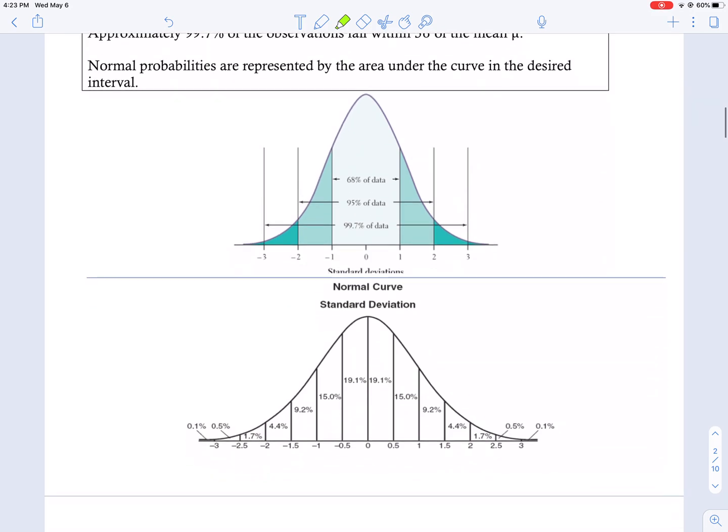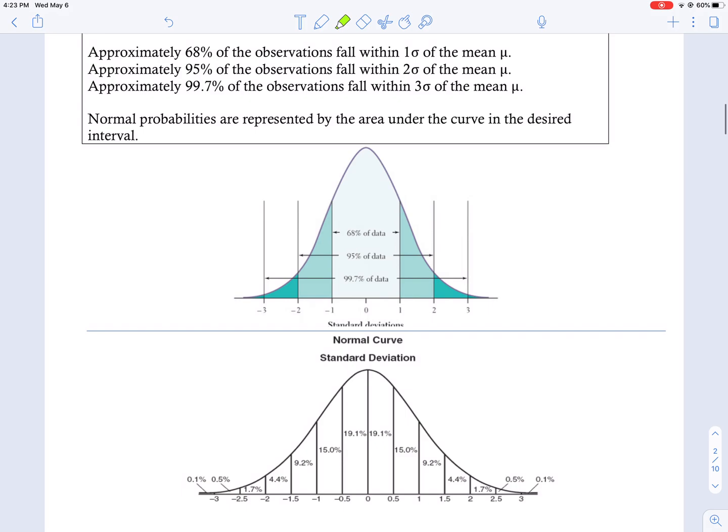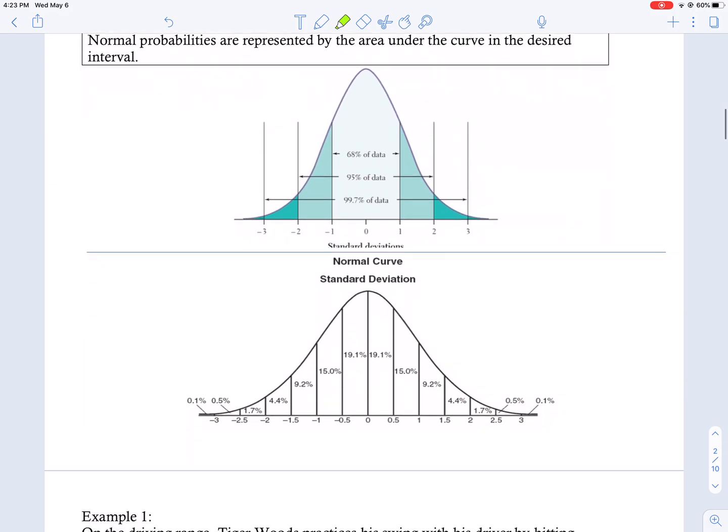Now, if you look underneath this, they used to give this to you on the Regents. They do not anymore because they have summarized it with these 68, 95, 99.7 rules. But if you look, you see the actual numbers. So within 1 standard deviation, you could see that here: you have the 15, the two 19.1s, and the other 15.